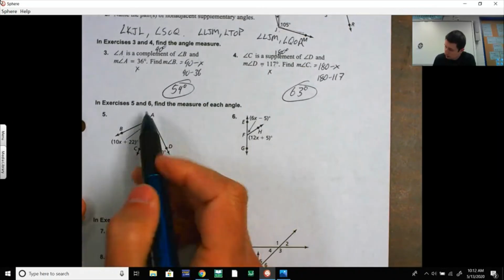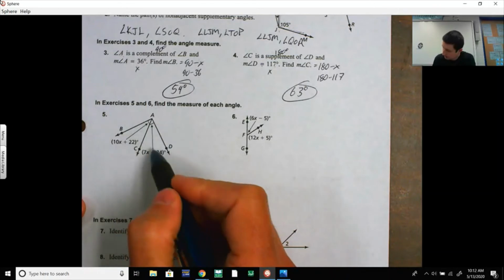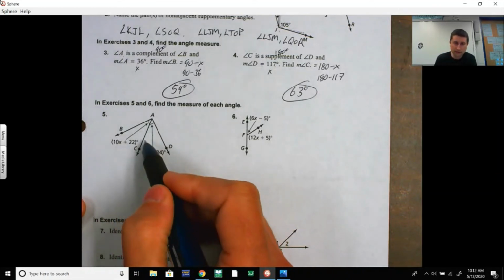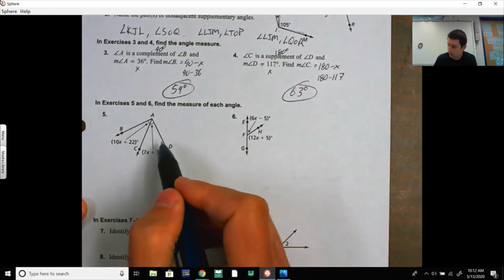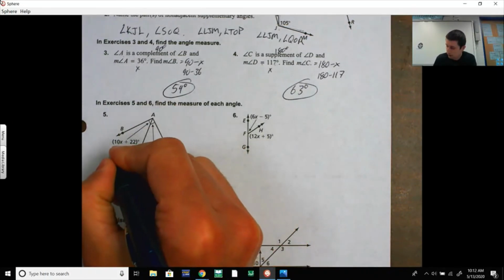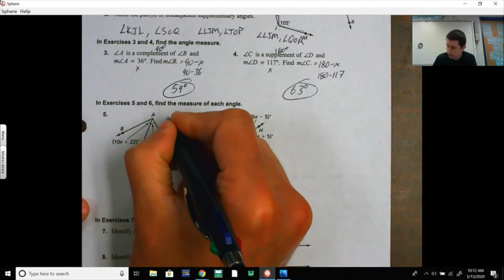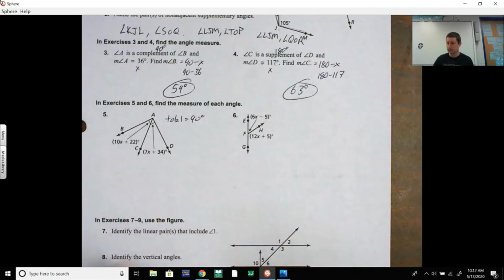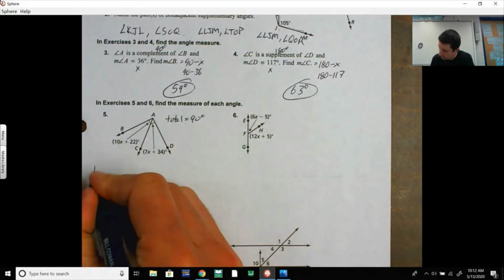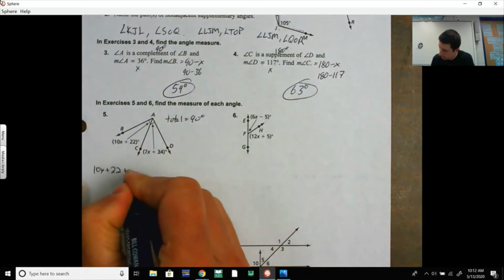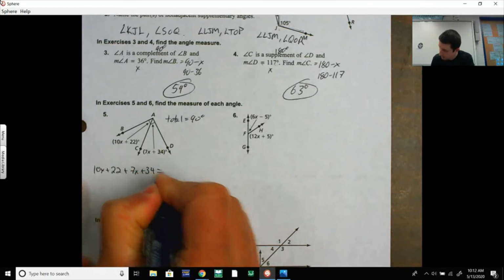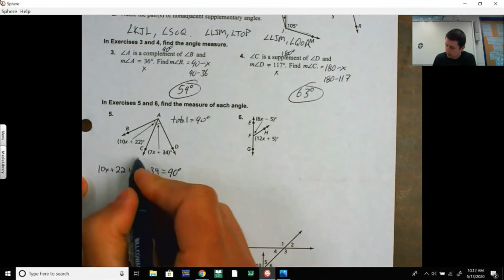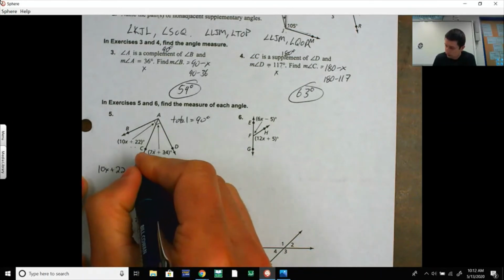Find the measure of each angle. Okay, we have a 90-degree angle. We have 10x plus 22 and 7x plus 34. We do not know if that's a bisector, so we do not set them equal to each other, but we have two parts, and we have a total. When you have a total, it means you have to add stuff usually that will equal that total. So I'm going to say 10x plus 22 plus 7x plus 34 equals 90 degrees.